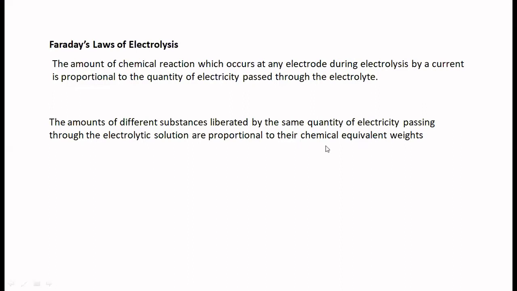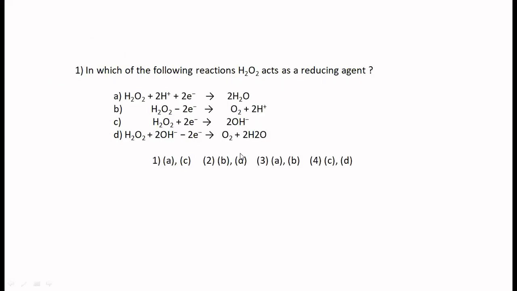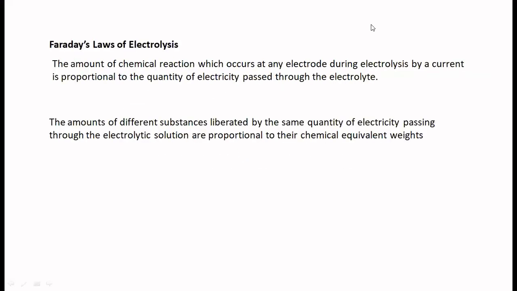So the amounts of different substances liberated by the same quantity of electricity passed through different electrolytic solutions are proportional to their chemical equivalent weights. This is also very important. So this is about Faraday's laws of electrolysis, the quantitative aspects of electrolysis. Actually, when you use 96,500 coulombs, one equivalent of the substance is deposited.